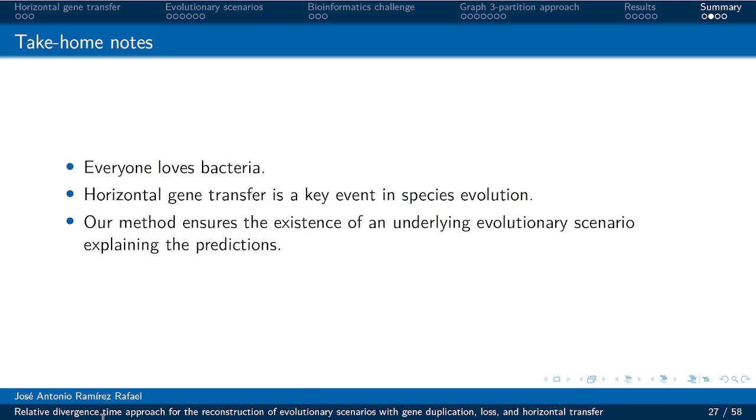Well, as a summary, everybody loves bacteria. Horizontal gene transfer is a key process in species evolution, and our method ensures the existence of an underlying evolutionary scenario explaining our predictions. And this is a very, very important thing, because tons of methods do similar things, but they don't ensure that the predictions actually fit in an evolutionary scenario or in evolutionary theory.